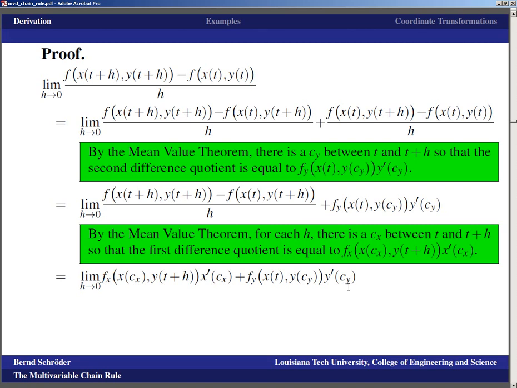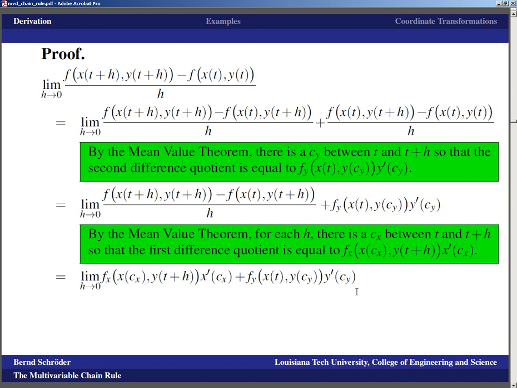And now we use the continuity, because cx is between t and t plus h, and cy is between t and t plus h. So when h goes to 0, cx goes to t, cy goes to t, and everything, and here's where we need that these partial derivatives of f as well as the derivatives of the inputs are continuous.